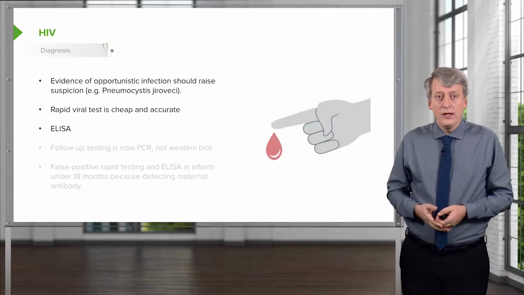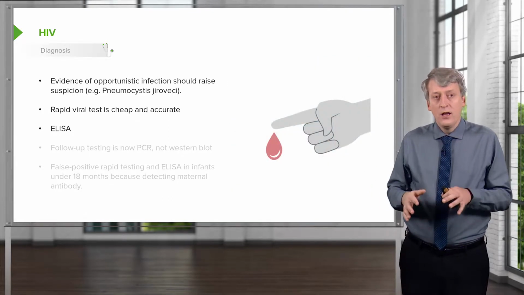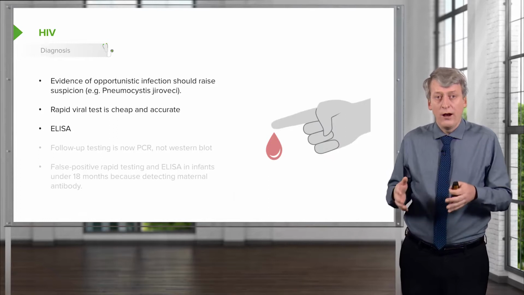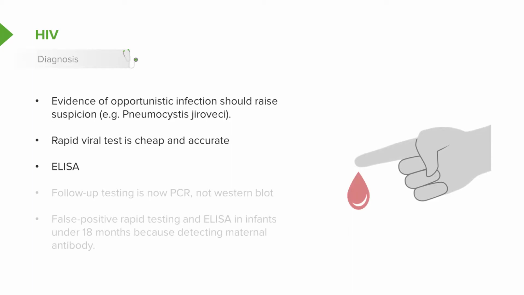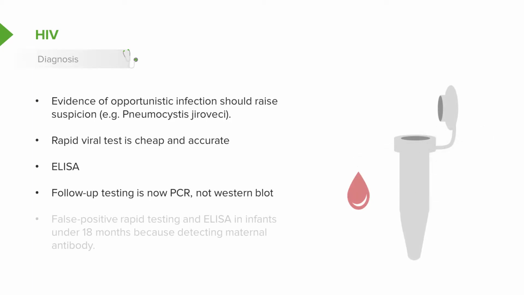Another test opportunity is the ELISA test. This is becoming less common now because the viral testing that's rapid is so cheap and effective. However, regardless of what kind of test we do, we usually do follow-up testing that is now the PCR. We're not going to the Western blot so often.